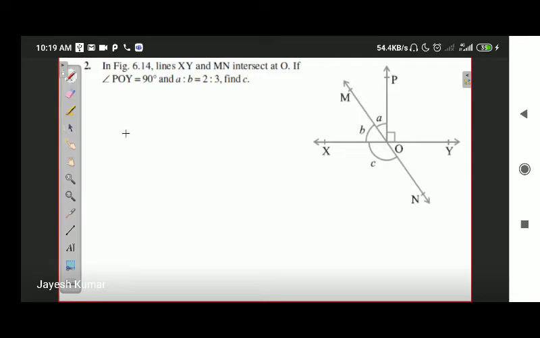So let's start. We have done the theorems associated with the chapter and all the concepts. We will do question number 1 now.